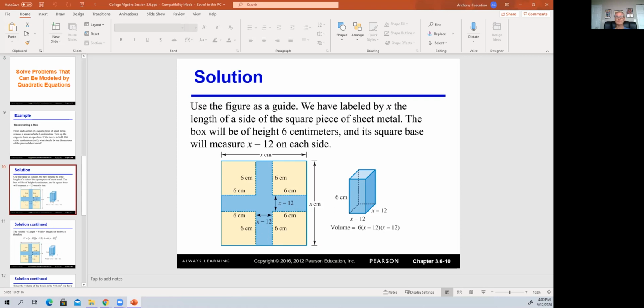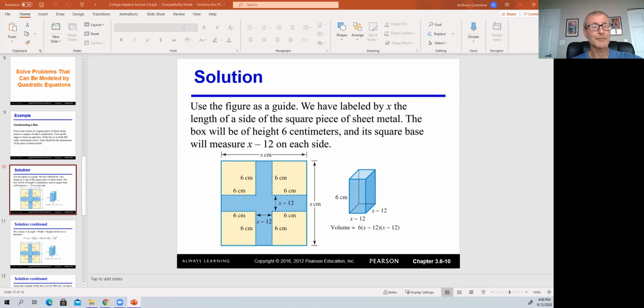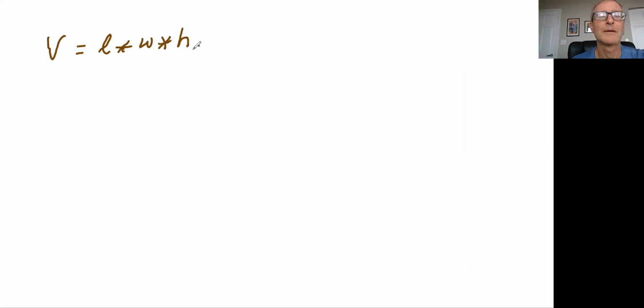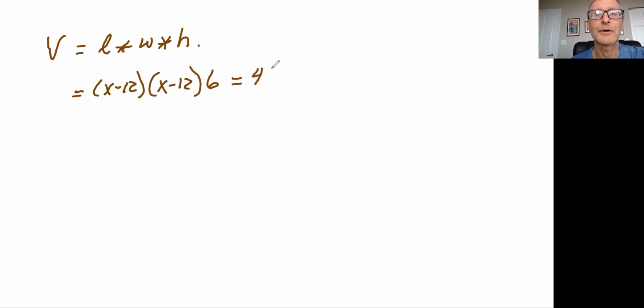Now, when you do the calculation for volume, I always look this up, but the volume of the box is the length times the width times the height. And so we have that defined now. That's the hardest part, I think. It's X minus 12 for the length, X minus 12 for the width, and 6 for the height. And we know that must equal 486.